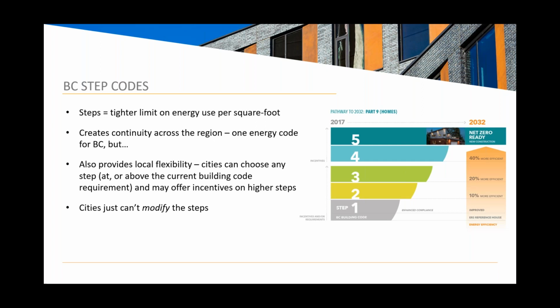The cities can choose any step that's at or above the basic building code of the day, which right now is between step 1 and step 3 or step 4, depending on where you are in the province. And they can choose that step, or they can choose a higher step, depending on what the regulators in the local area believe is appropriate for the construction community they're most familiar with. And they can offer incentives of their own design on higher steps.